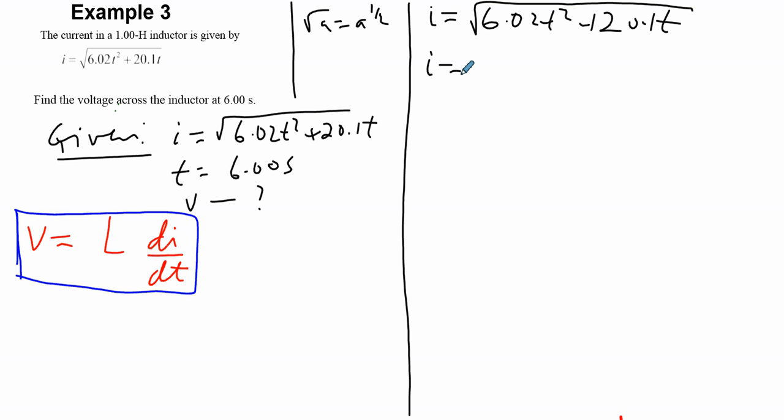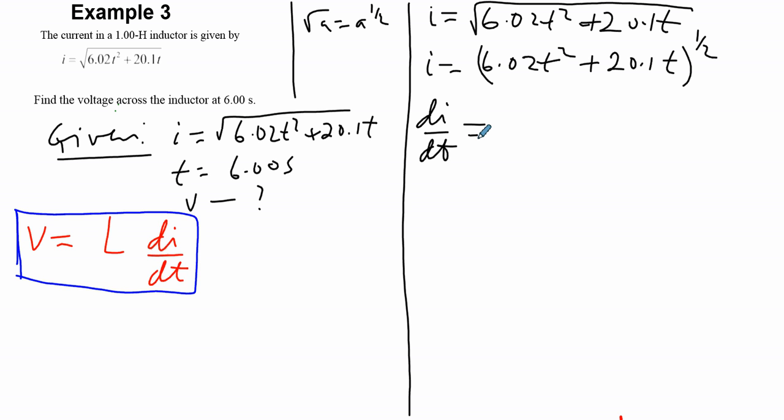So say I equals 6.02t squared plus 20.1t, all to the power half. Yeah, so now you can find the derivative of this one because it's an exponential function. But another challenge is you cannot use just power rule directly. You need to use what is called chain rule. And the way chain rule works is like this.